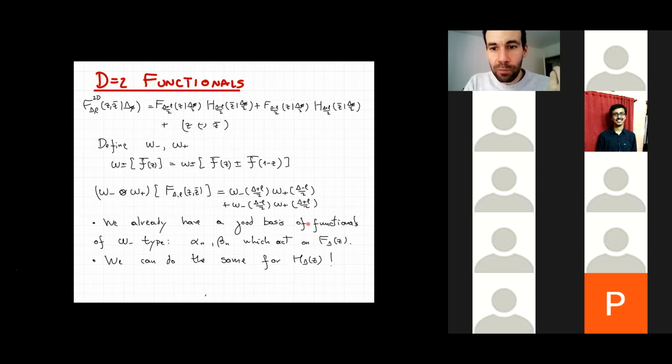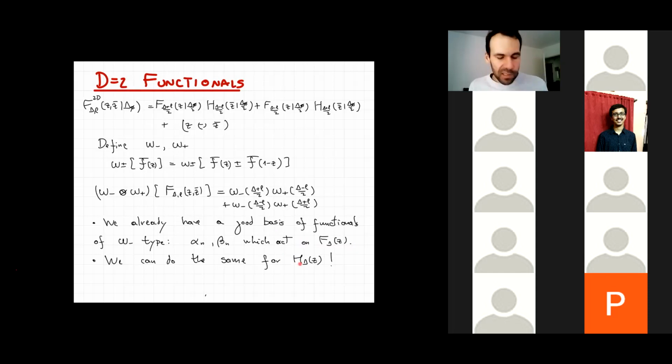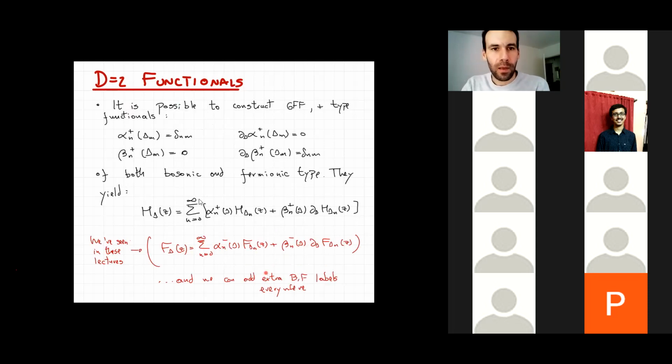Now, we already have a very good basis of functionals of this minus type, right? The alpha n and beta n functionals that we've discussed in these lectures act on these f's. So now we need a similarly good basis that will act on the h's. Recall that the h's are just the symmetric combination. And it will not be so surprising to you that this can be done. So you can find a basis decomposition for h's instead of f's, and you can find dual functionals to them. So let me call those functionals alpha plus and beta plus. So they satisfy the usual duality properties on GFFs.